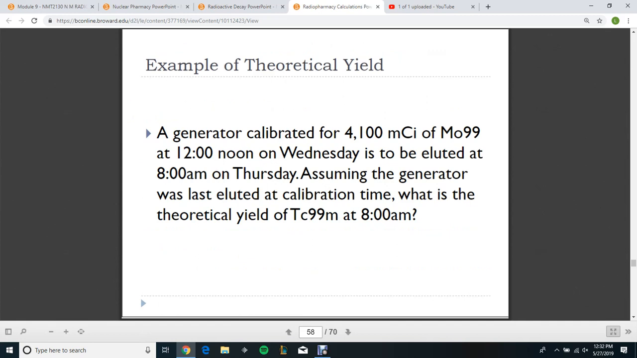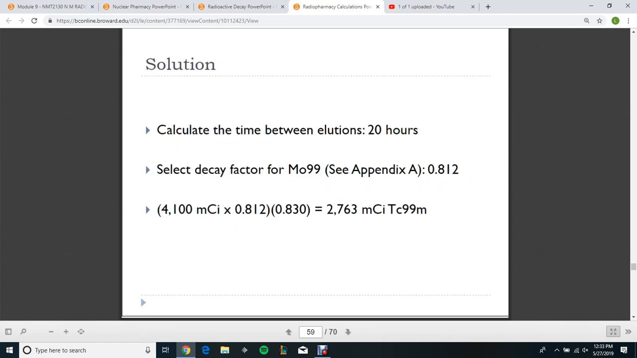A generator calibrated for 4100 millicuries of Moly at noon on Wednesday is to be eluted at 8 a.m. on Thursday. Assuming the generator was last eluted at calibration time, what is the theoretical yield of technetium-99m at 8 a.m.? Calculate the time between elution, which is 20 hours.